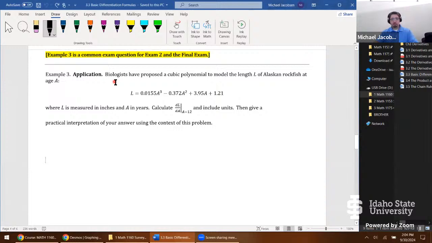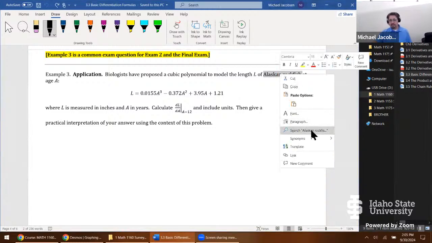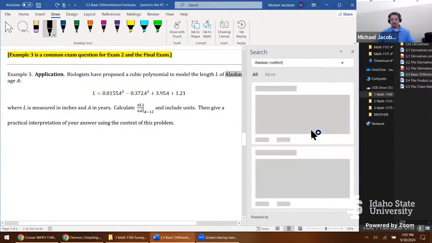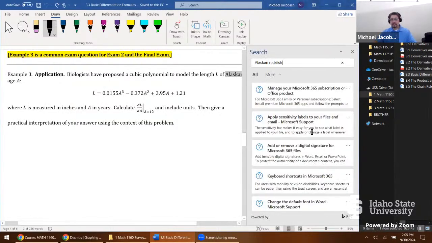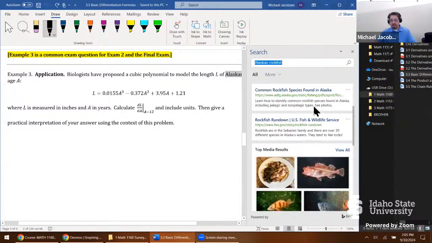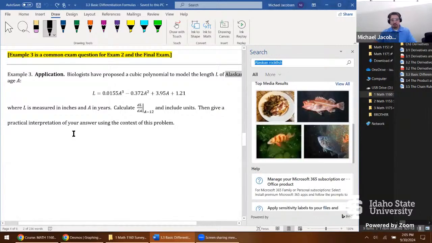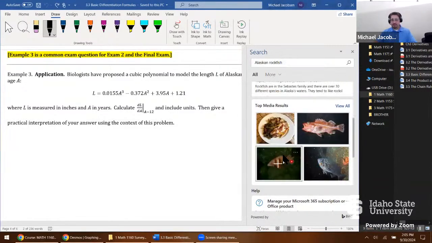They tell us biologists have proposed a cubic polynomial to model the length L of an Alaskan rockfish. So if you need to get some context going on that, you can always take something like this, right click on it, go search Alaskan rockfish, and it takes a moment, but eventually you get some good pictures. Oh, that looks like it's delicious. So this is what we're getting into. We're modeling the length of these things, if those are indeed Alaskan rockfish on the right.